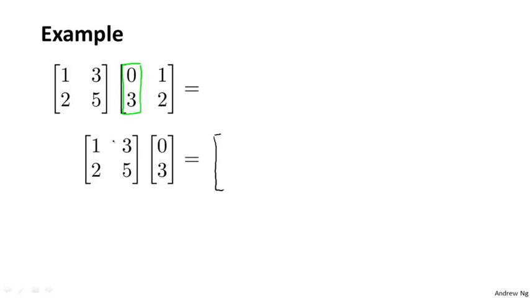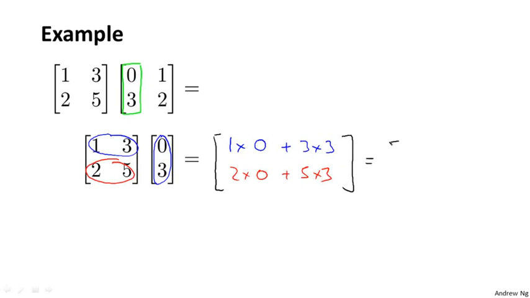This is going to be equal to, right, 1, 3 times 0, 3, so that gives 1 times 0 plus 3 times 3. And the second element is going to be 2, 5 times 0, 3, so that's going to be 2 times 0 plus 5 times 3. And that is 9, 15. Okay? Oh, actually, let me write that in green. So this is 9, 15.